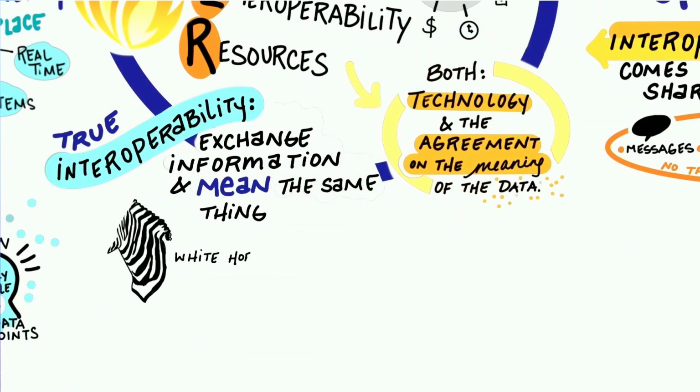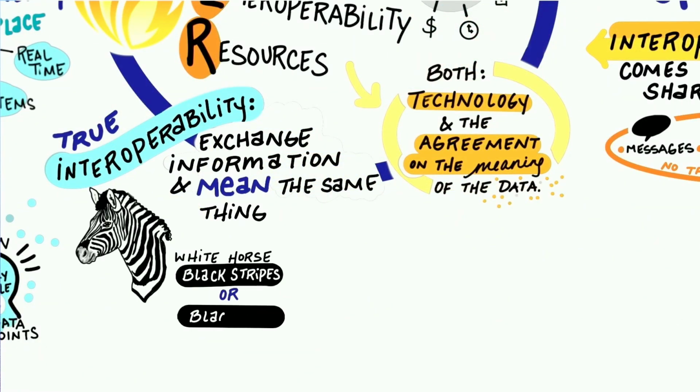Suppose 2 people had never seen this animal before, and one of them says it's a white horse with black stripes, and the other one says it's a black horse with white stripes. Well, they'd figure out pretty quick they're talking about the same thing. But to a computer system, those are absolutely not the same thing. Those are 2 different things. And that is where it gets complicated.